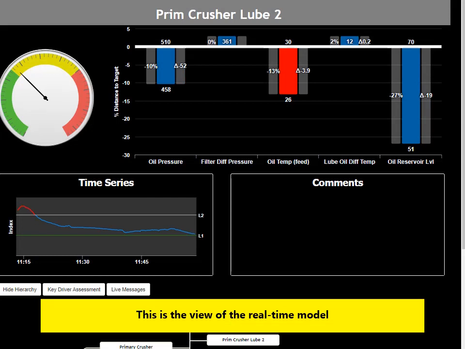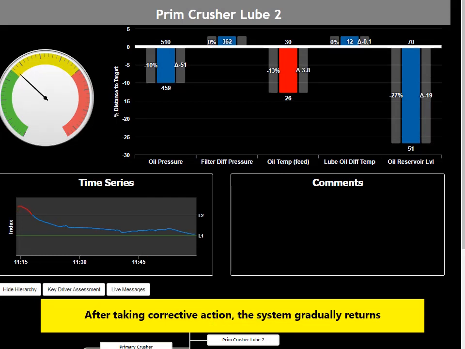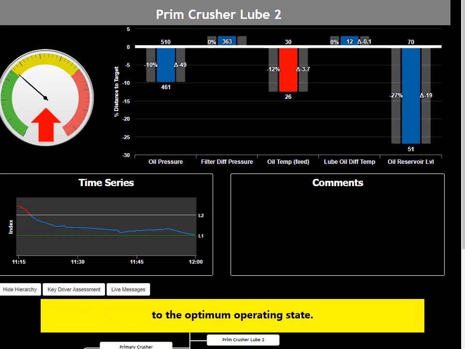This is the view of the real-time model. After taking corrective action, the system gradually returns to the optimum operating state.